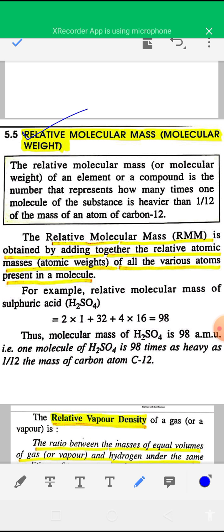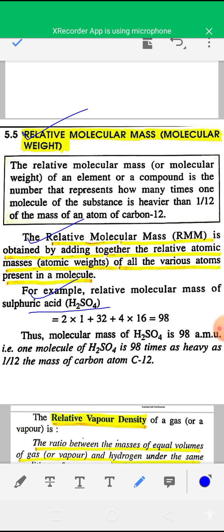How can you calculate the molecular mass or relative molecular mass of a compound? You can calculate the molecular mass of a compound by adding the relative atomic masses of the various atoms present in the molecule. You just have to add the atomic masses of the different elements present in one molecule of that compound. For example, H2SO4, sulfuric acid.